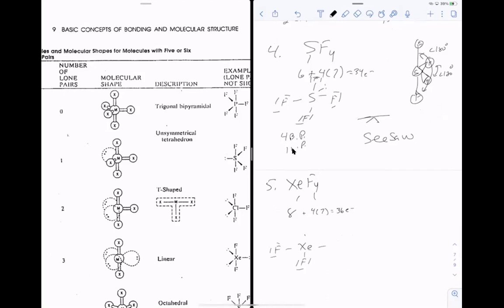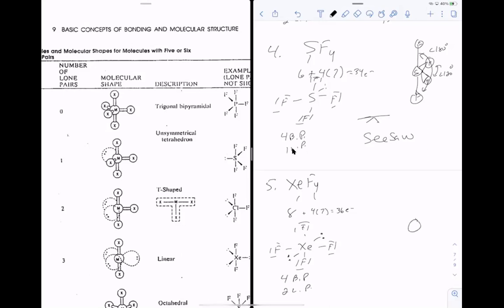We have Xe and F4. That leaves me 32, so 2 lone pairs. I like to just show those as dots. Now, by the way, when we do this, if there's 1 electron instead of 2, so let's say this had 35 instead of 36, we would still put that as a lone pair, even though it's not a pair, because even 1 electron will occupy that non-bonded orbital. This has 4 bonded pairs, 2 lone pairs.